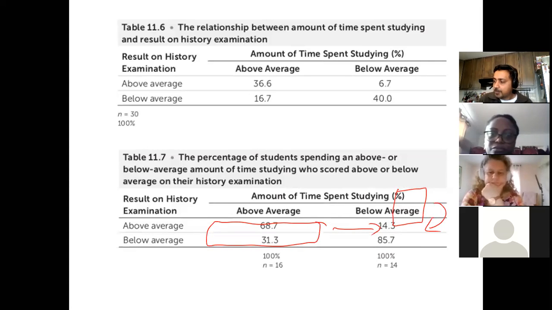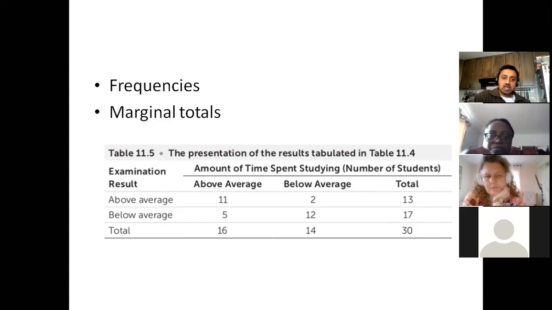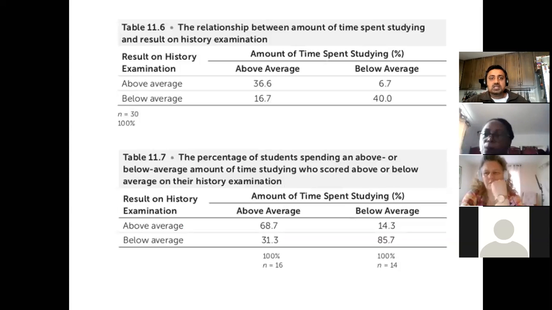Now, you may choose to not represent it that way. So in the previous example, we looked at absolute numbers to represent how many students spent above average time or below average time and whether they scored above average or below average. A researcher may choose to also demonstrate the relationship using percentages, okay?